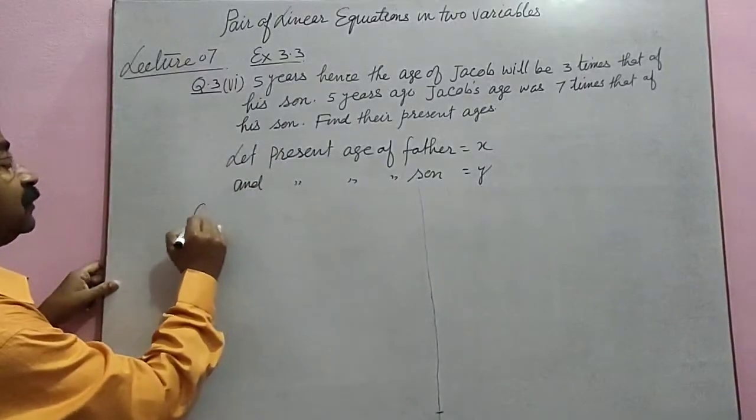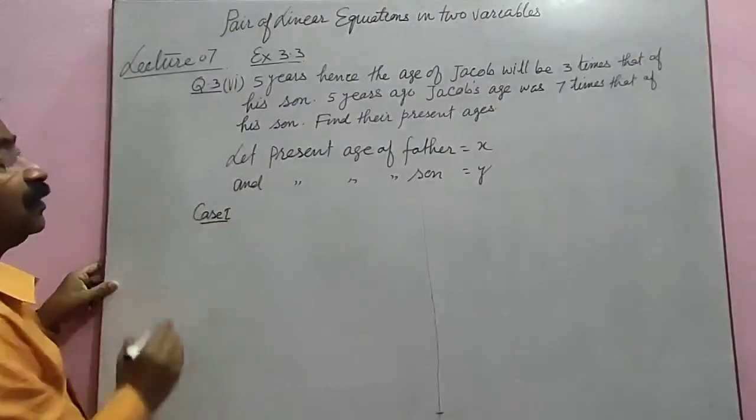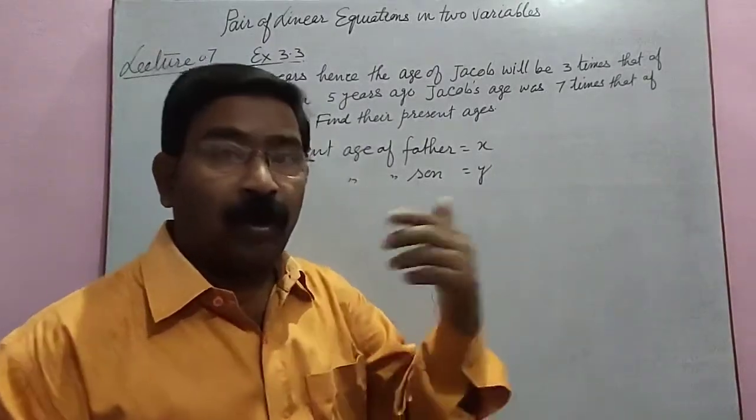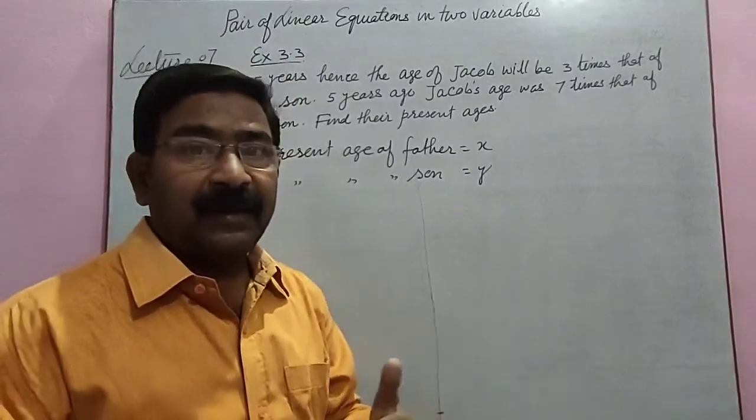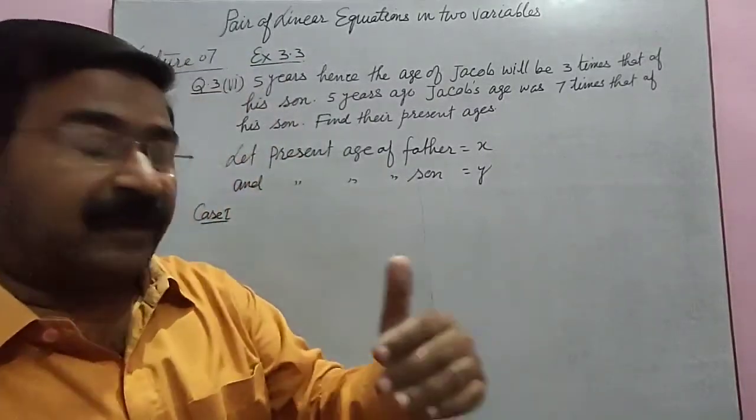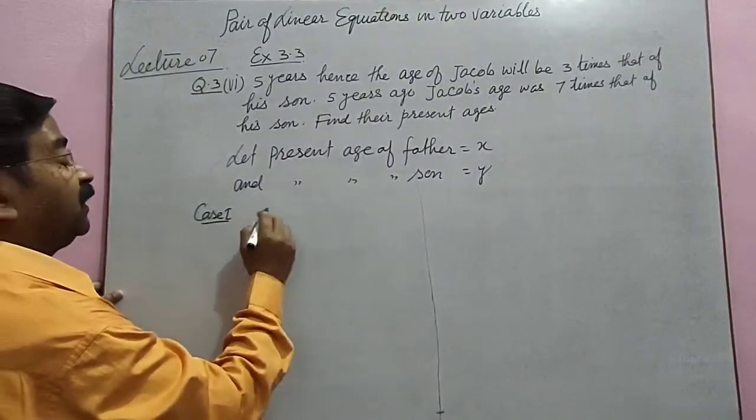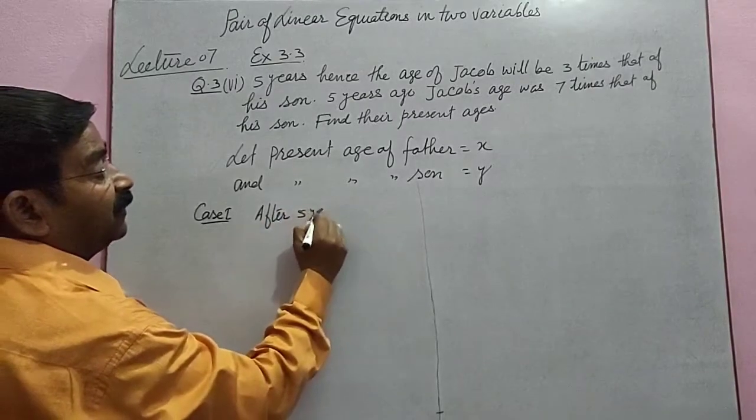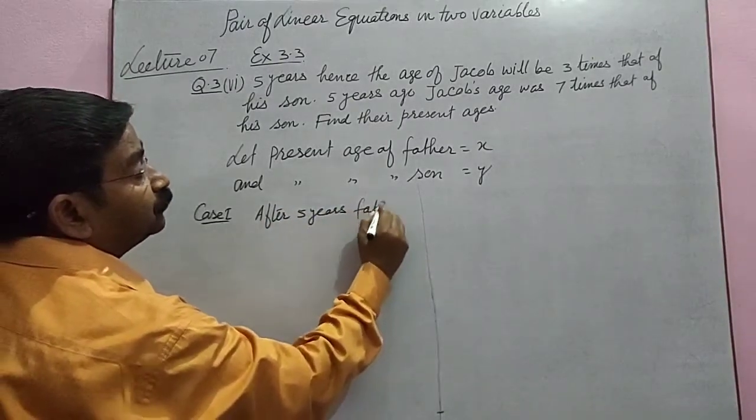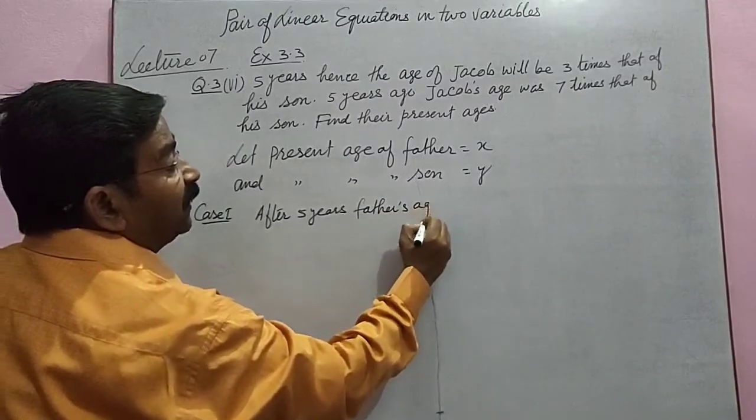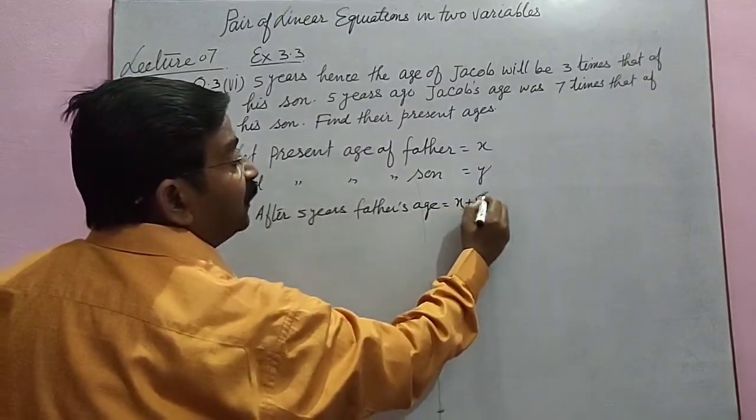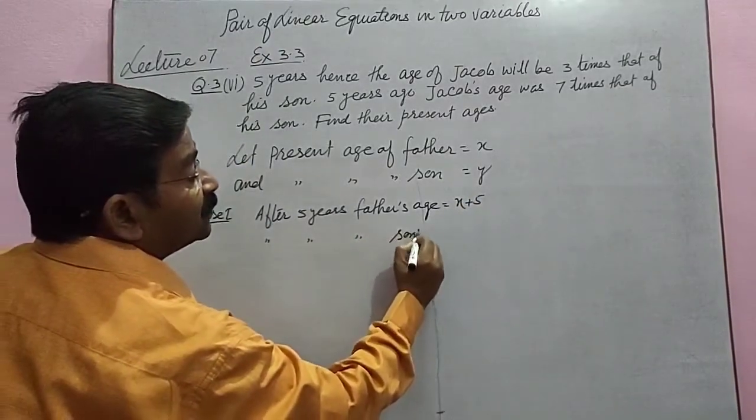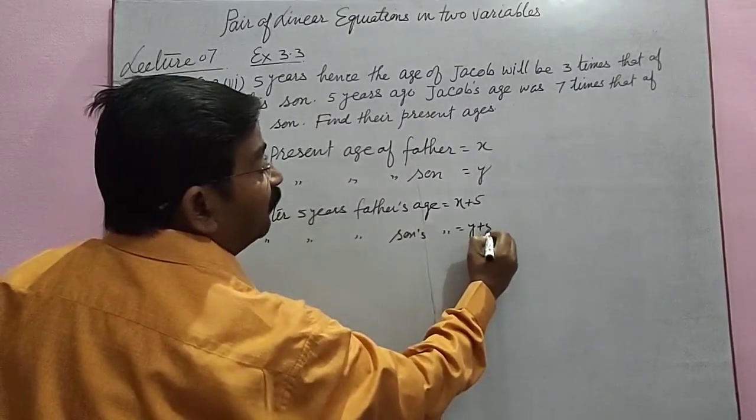So we write like this, case first. It means after 5 years both father and son will be older by 5 years, means 5 years will be added to their ages. So we write like this for both ages. After 5 years, father's age will be x plus 5. After 5 years, son's age will be y plus 5.